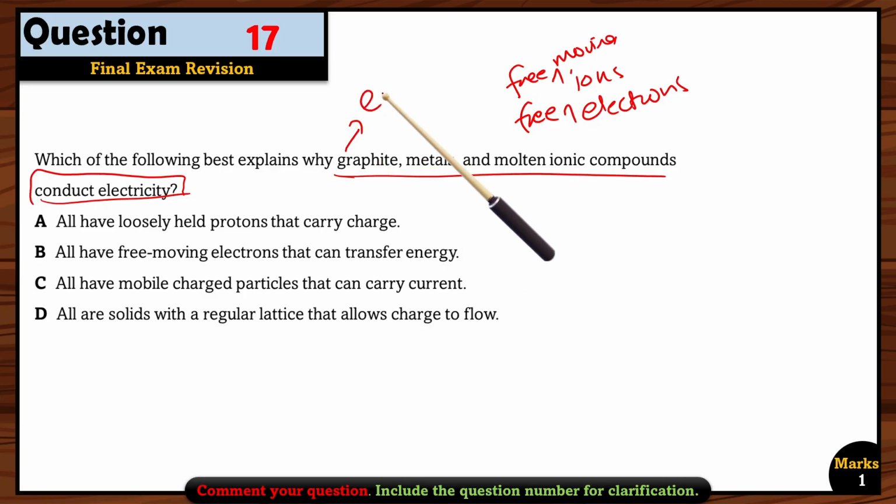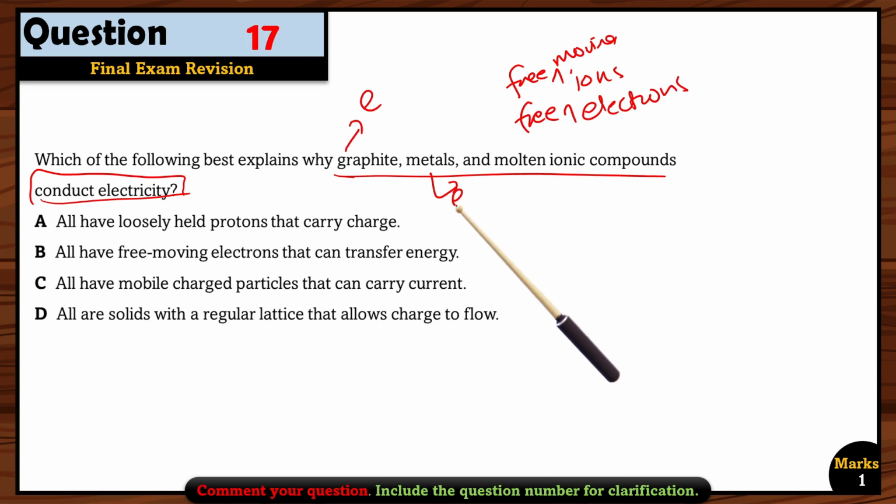So it has electrons, that's why it can conduct electricity. And it is the only covalent compound that can conduct electricity. All other covalent compounds or elements cannot conduct electricity. Graphite is the only covalent element, okay, not a compound. It's the only element that can conduct electricity.